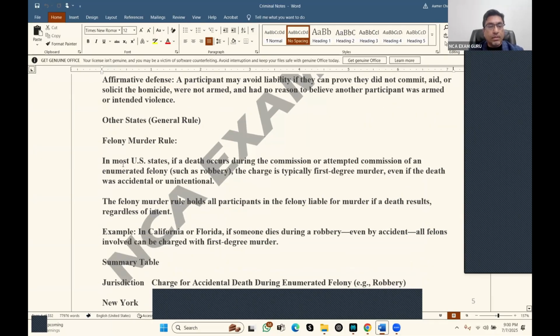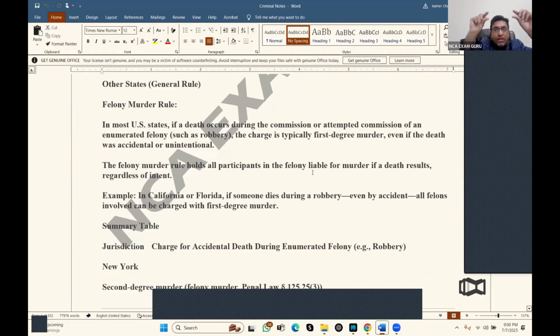Other states' felony murder rule. In most US states, if a death occurs during the commission or attempted commission of an enumerated felony, enumerated meaning a specific, already established felony such as robbery, the charge is typically first degree murder, even if the death was accidental or unintentional. Why first degree murder? Because it's not New York State. In states other than New York, it is first degree murder.